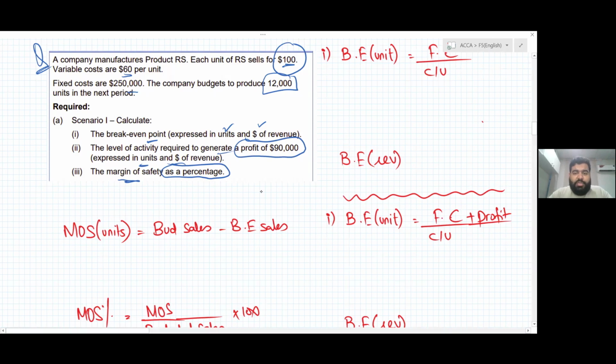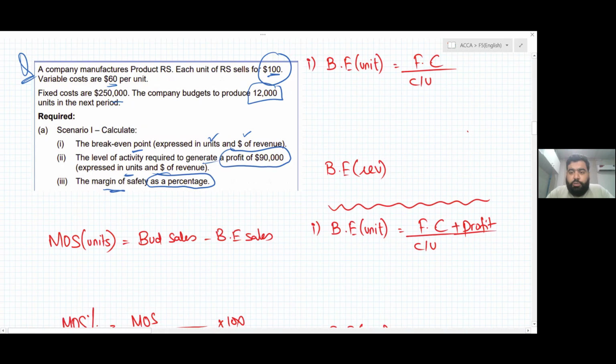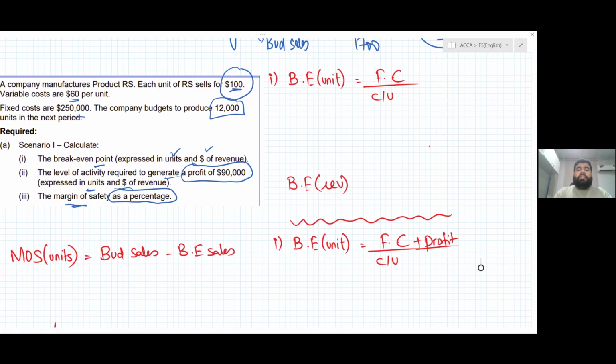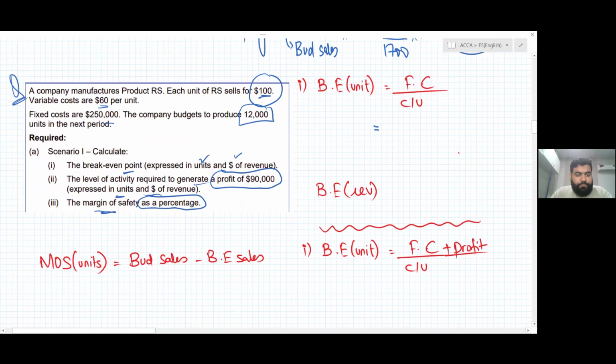Okay, so students, have you calculated it? If you haven't, just pause the video, do the question first, then continue the video. So break even point in units. Total fixed cost is 250,000 divided by contribution per unit. Contribution is 100 minus 60, 40. 250,000 divided by 40, it will be 6250 units. 6250 units, it's in units.